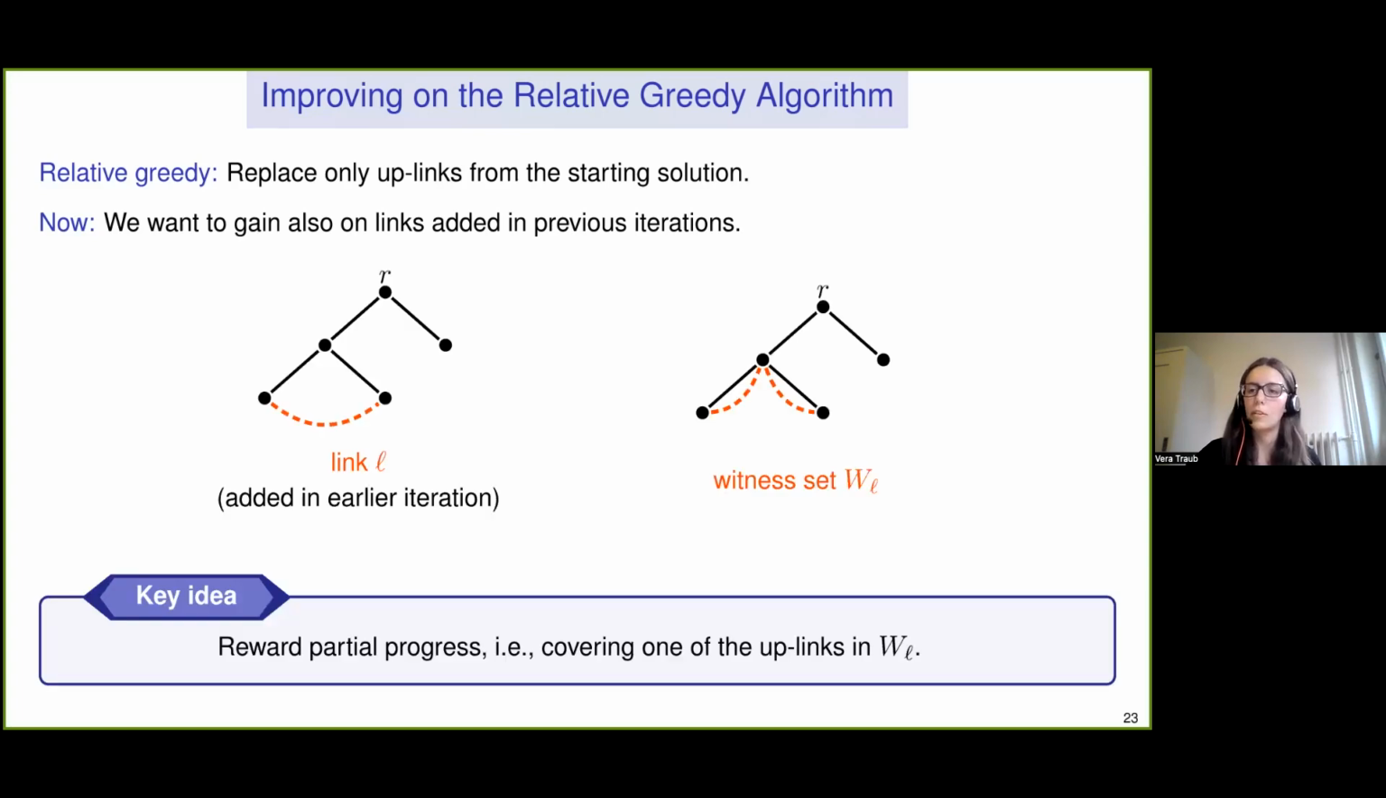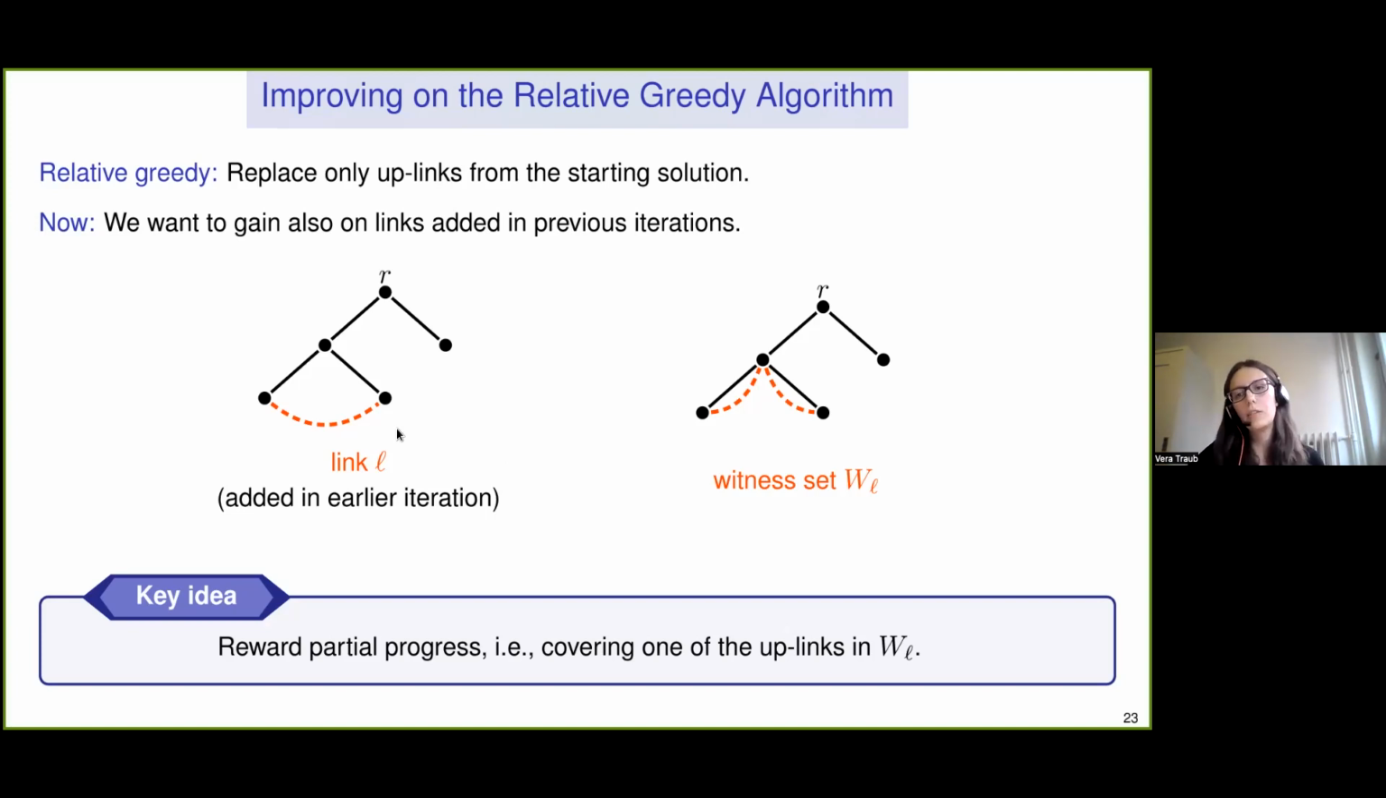Maybe we can take advantage of this by potentially removing links that we added in some early iteration of the algorithm. The difficulty here is that links that we added in some early iteration might not be uplinks. The links in our starting solution were always uplinks. But links we added later on are potentially not uplinks. And the problem is we don't really know how to analyze when we can remove those, because our decomposition theorem only allows us to analyze when we can remove uplinks, when we can drop those.